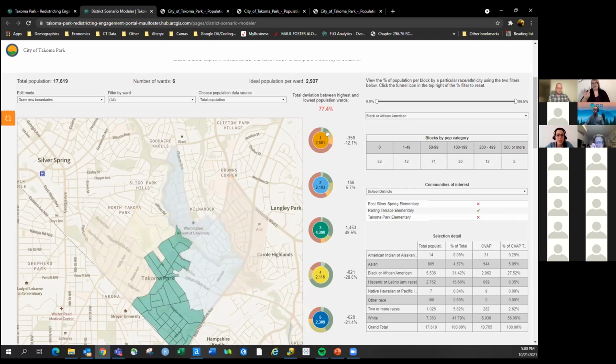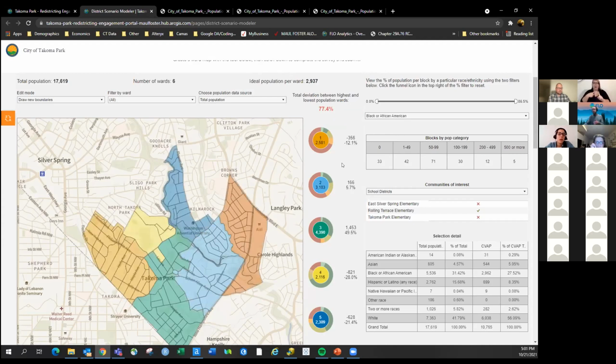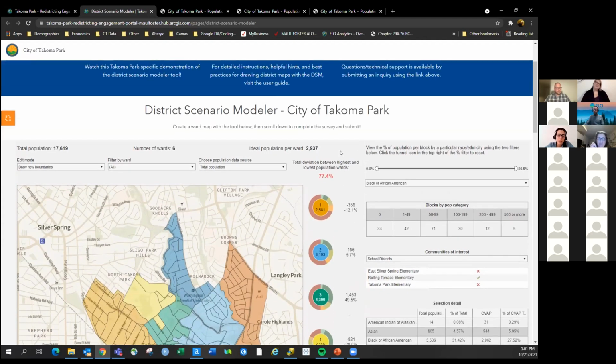Maybe a little bit higher than 8%. So still, we're trying to keep it underneath 10% if possible. And that is it. Any questions about this process?